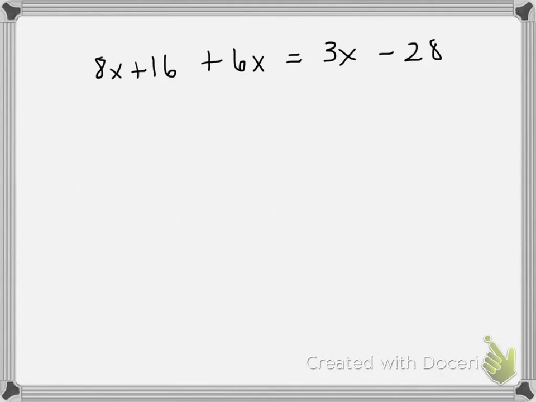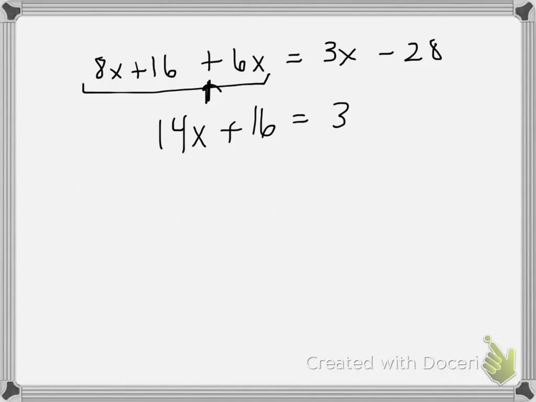All right, now let's solve this linear equation since we've gotten rid of the fractions. All right, first thing I'm going to do is I'm going to simplify this side. Now, what do I mean by simplify? I have an 8x and I have a 6x. They are on the same side of the equal sign, so I'm just going to add them because that's what that sign right there tells me to do. So 8x plus 6x gives me 14x. I still have my plus 16 equals 3x minus 28.